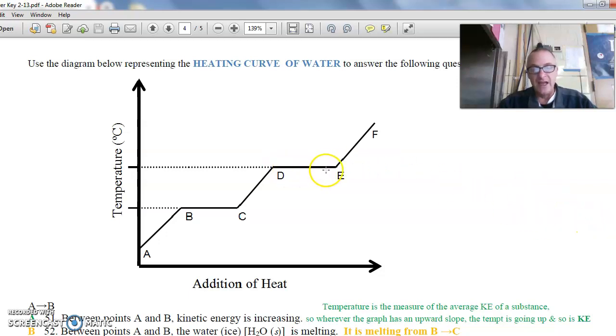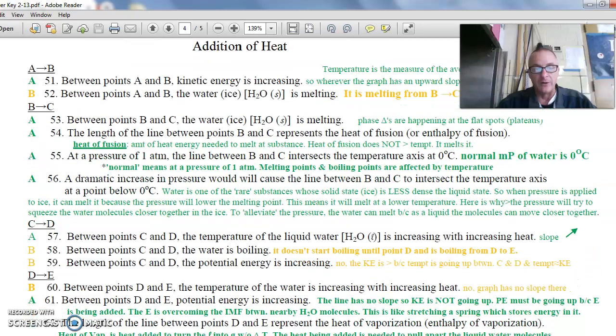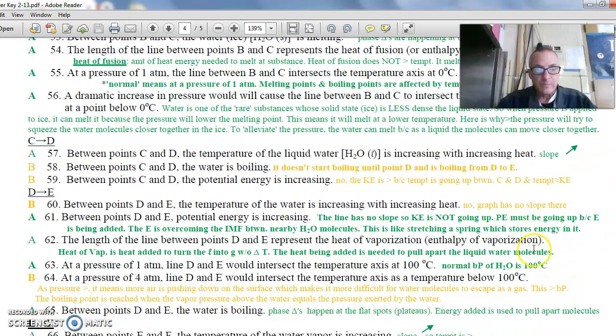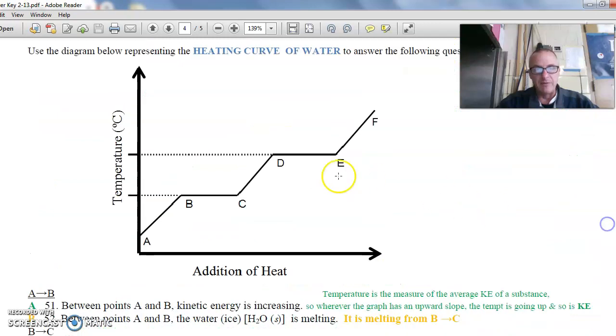So D and E, the energy is going up. What kind of energy? Potential, because we're stretching those molecules apart. It's like stretching a spring. When you pull those water molecules apart and make them go gas, it's like a spring that's been stretched, and later it can pull them together again. The length of the line between D and E is the heat of vaporization. That is true. Heat of vaporization is the energy you have to add to overcome the intermolecular forces holding the molecules together.